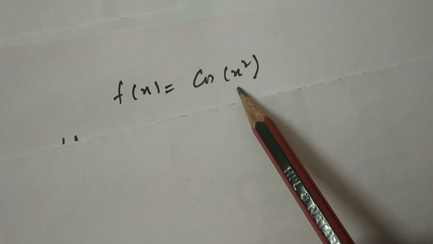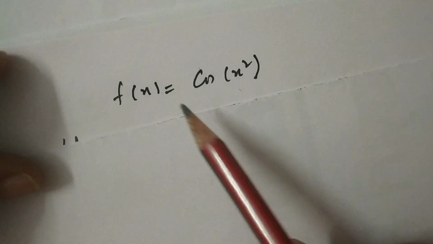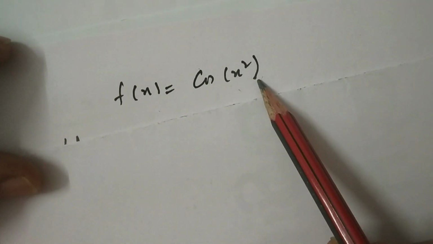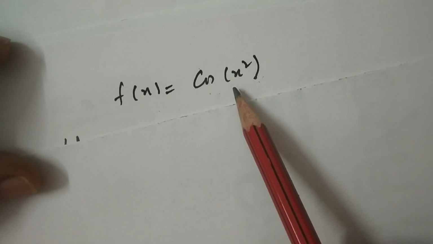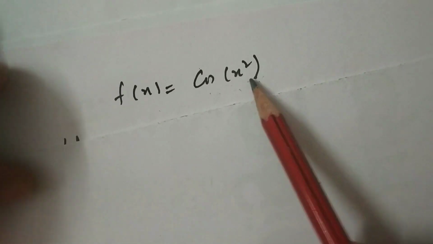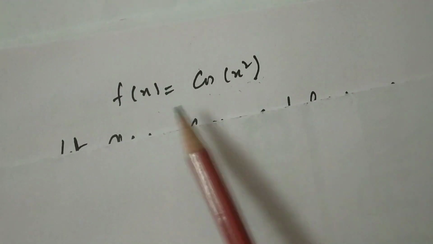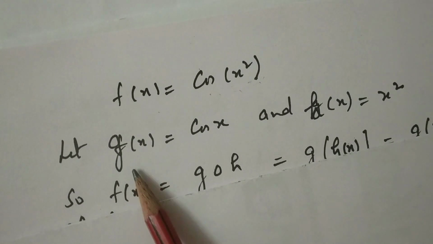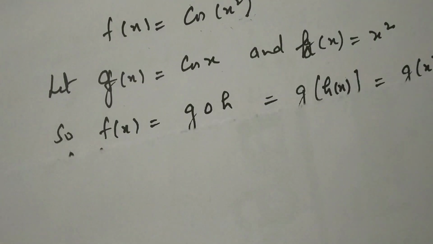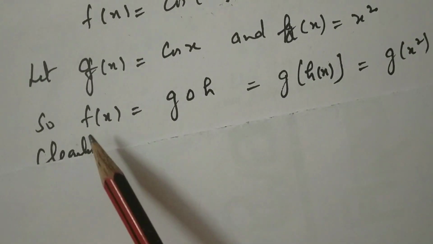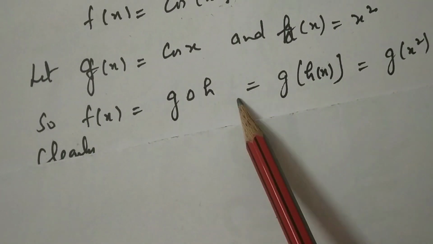Again a question is there, and I try to explain it to you through composition. This is again a question from the same exercise, to check the continuity of this function, and I clearly see that it is a composition of two functions. One function is cos x and the other function is x square. So my function is given, f(x) equal to cos x square. So let g(x) equal to cos x and h(x) equal to x square. I can clearly see that f(x) equal to g of h(x).